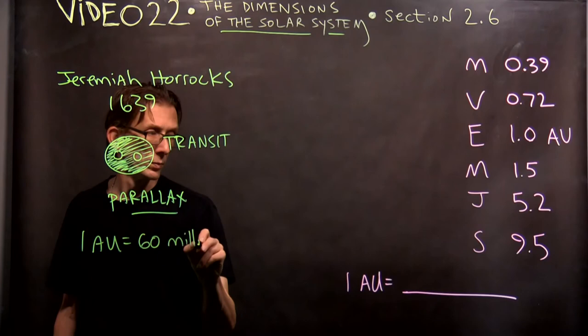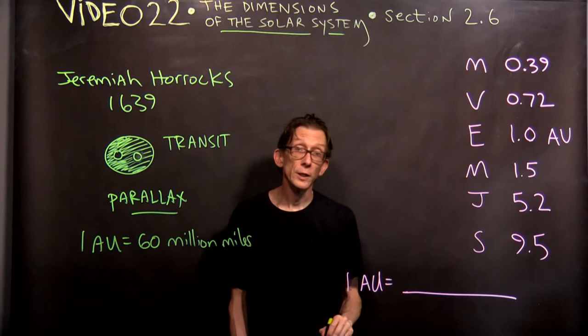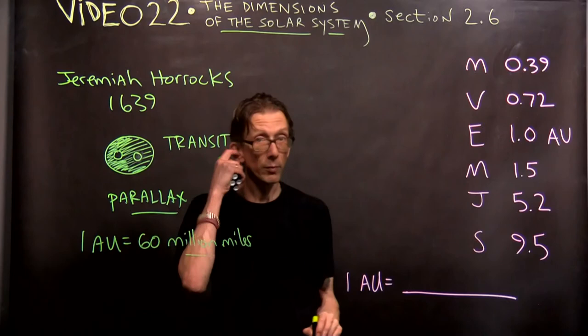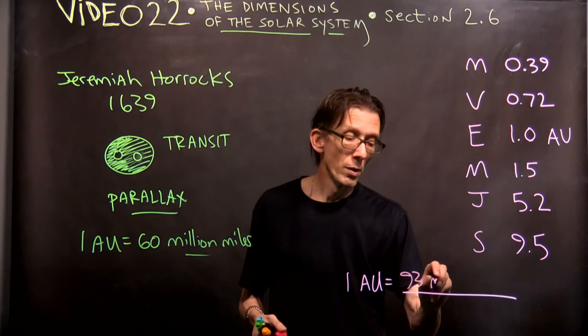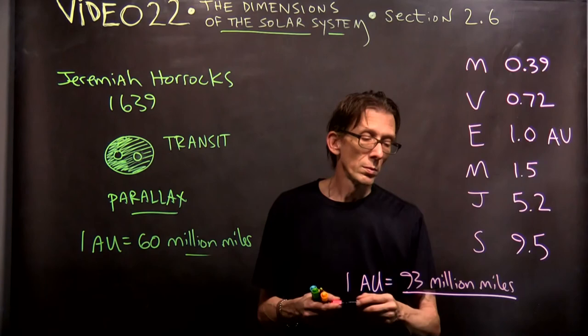Well, his observations were quite rough. His calculations were fine, but his observations were a little rough. It turns out that's low. But that's the right order of magnitude. You know, it turns out that the actual AU, as we all know, is 93 million miles. So he was wrong, but he wasn't terribly wrong.